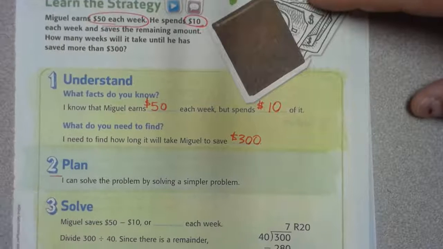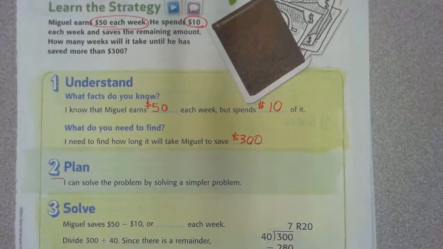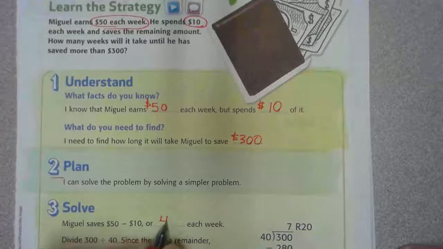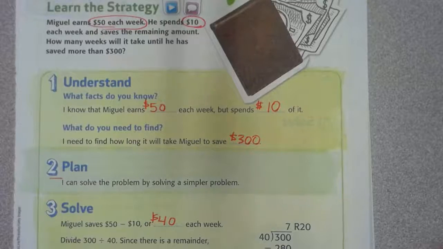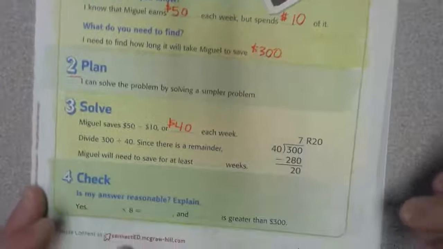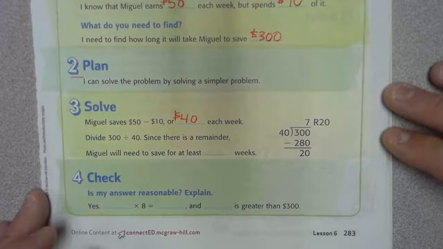Now it says plan. I can solve the problem by solving a simpler problem. So Miguel saves, how much does he save every week then, really? Lauren? No, he earns 50, but how much does he actually save of it? 40. Yeah, so that's kind of the simpler problem. What's left over is $40. So now we need to figure out how many of those 40s it is going to take to get to $300.